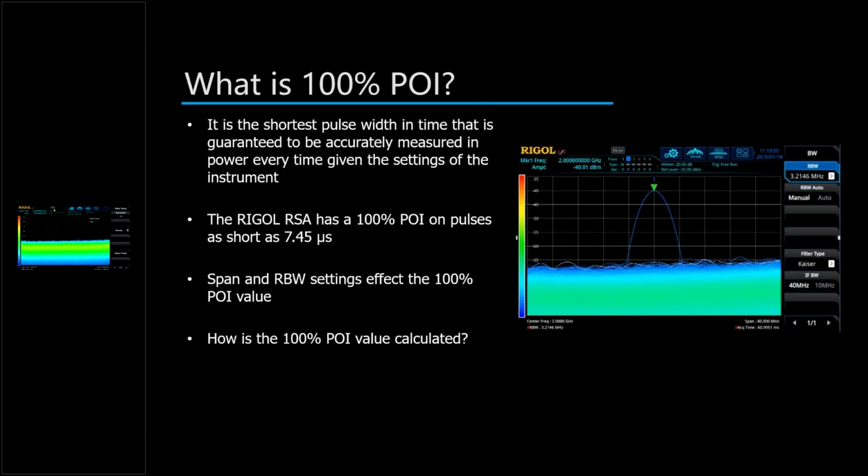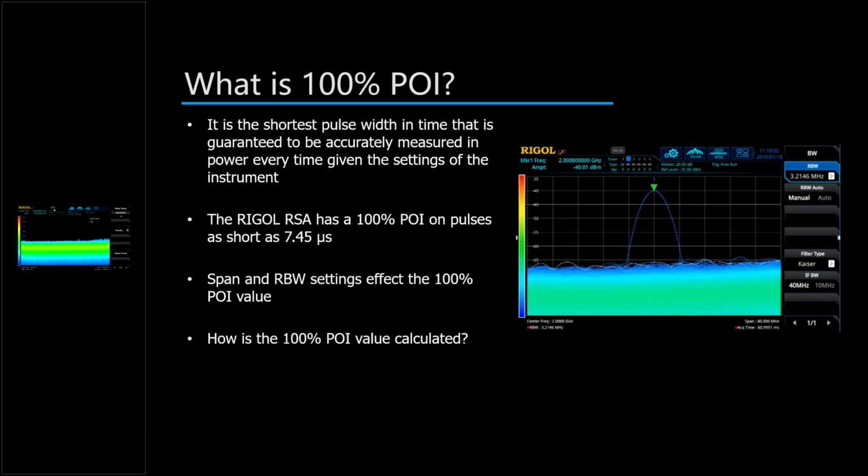So what does probability of intercept mean? What is 100% probability of intercept? By specification, this is the shortest pulse length in time that's really guaranteed to be accurately measured in power, no matter when the pulse happens. The instrument will certainly capture shorter pulses than this, and you'll be able to see them on the display. But this is the shortest pulse that you can guarantee accurate in power. That's an important specification for understanding what you're looking at.